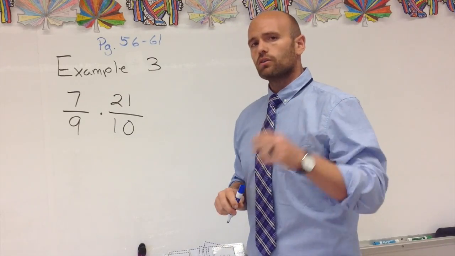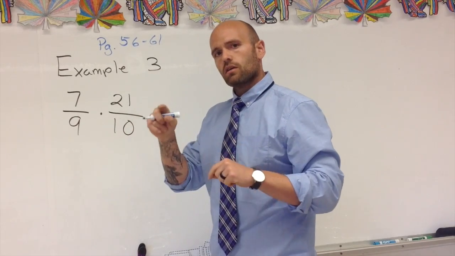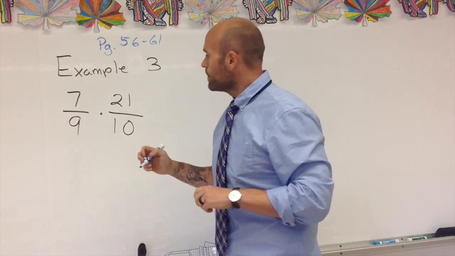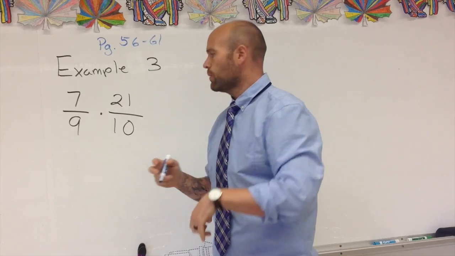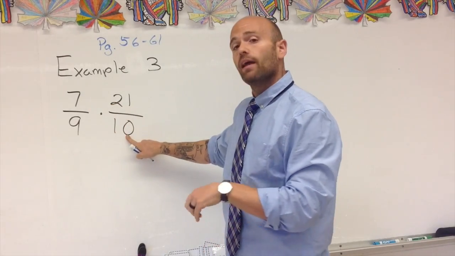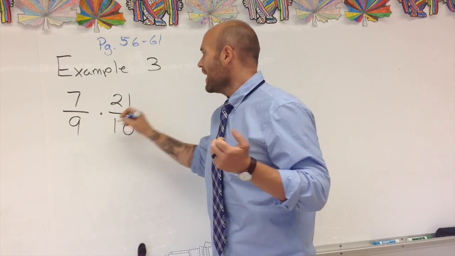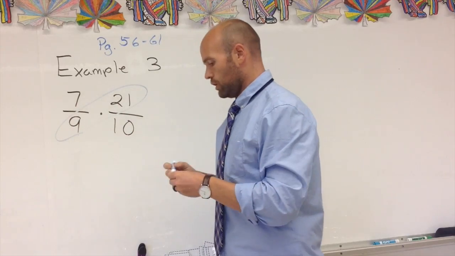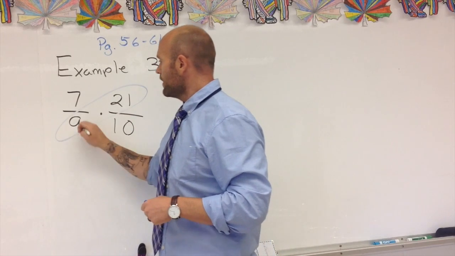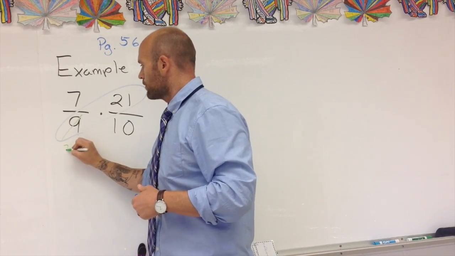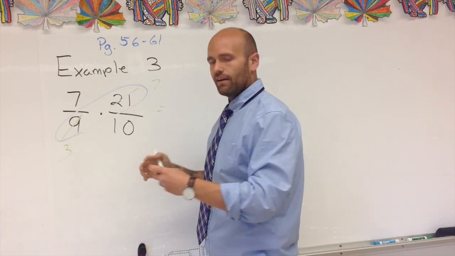Okay, so our little shortcut here is we can look across fractions, and if they share a factor, we can reduce them before we multiply. So 7 and 10, when looking across, they don't share any of the same factors. But 9 and 21 do. They both share 3. 3 goes into 9 3 times. 3 goes into 21 7 times. I can't reduce that anymore.